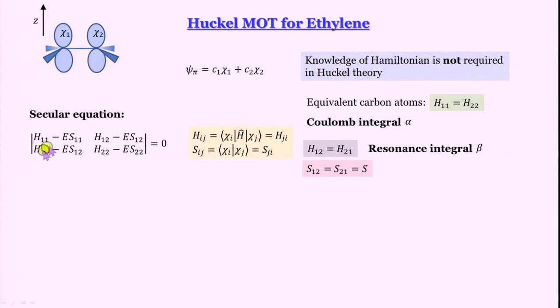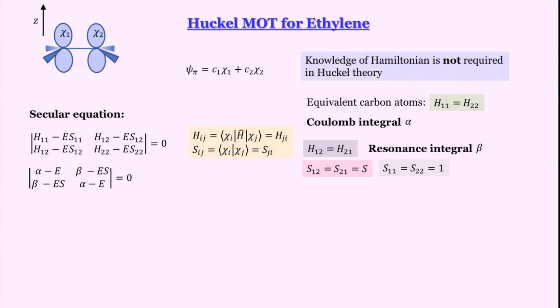This is alpha minus E multiplied by, well, S11 as we know is actually 1, we do not have to worry about it. So, the first term will become alpha minus E. Second one, H12, what is that? Beta. Beta minus E S. This one is H12, what is H12? That is beta, beta minus E S, and this one is alpha minus E. So, this is the secular equation, this is what it boils down to: alpha minus E, beta minus E S, beta minus E S, alpha minus E, a nice symmetric determinant that is equal to 0.